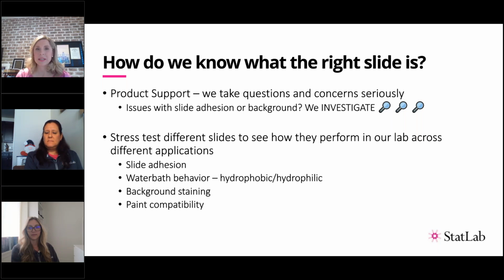That is the ultimate piece of tissue information, that slide holding onto it, or the background muddying it up, that can impact the quality of care. So as soon as we have a concern, it gets brought in, and we stress test different slides. We want to double check and make sure, is this something that could be widespread, or is it isolated? And we test a bunch of different ways. We test for adhesion. We double check it for water bath behavior, background staining, and printer compatibility. We want to make sure that that slide is functioning as accurately and as intended as possible.